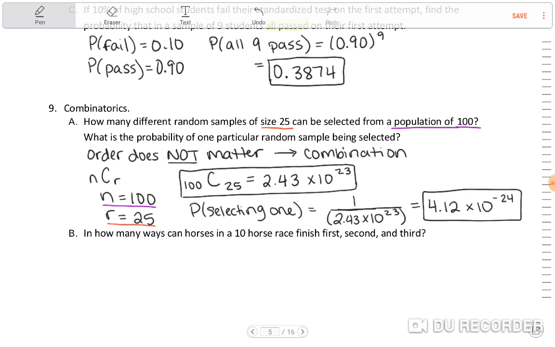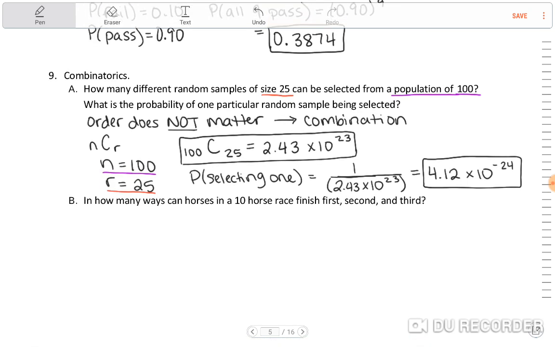In how many ways can horses in a 10-horse race finish first, second, and third? So the question is, is the order important here? Does the order matter? If you come in first place, does that matter versus coming in second? Of course there's a difference, right? Gold medal versus silver medal. Here, the order is important. So order matters.